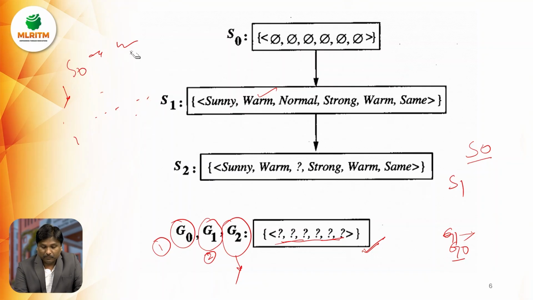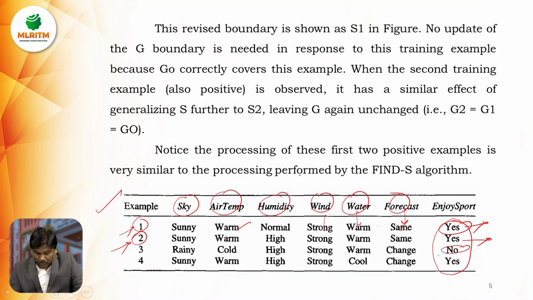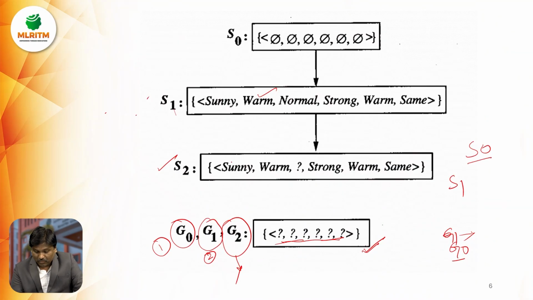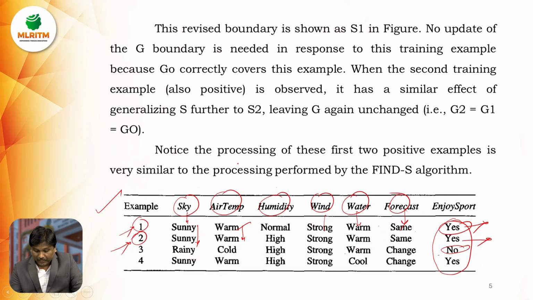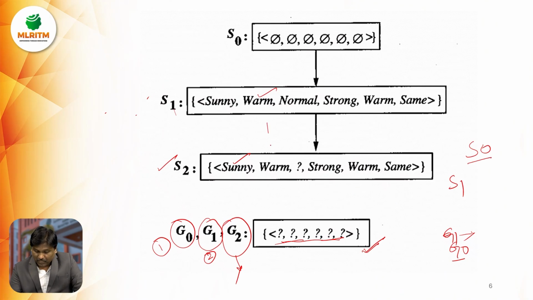Now we move on to the S value. So S is updated here. Yes, S2, from S1 to S2, how it is modified, we will check. Whenever these instances are the same, for that condition, it doesn't change. So for the sky condition, sunny is there, I just note down the sunny as it is. And next, air temperature is warm and warm, so I just note down the warm value the same.